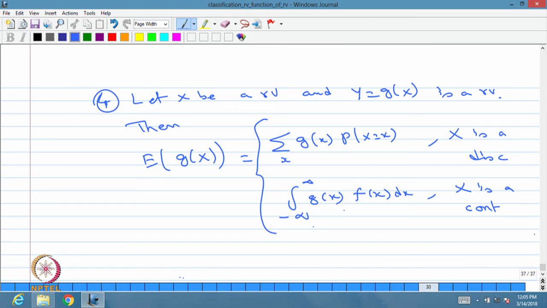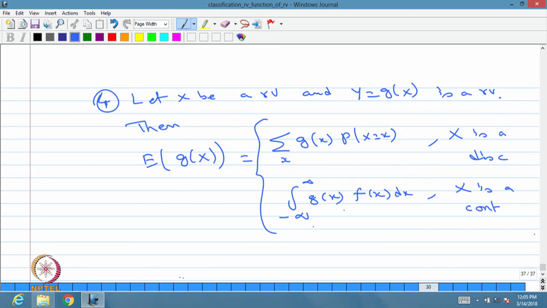Not only this definition, similarly later we are going to introduce random vectors of size n with n random variables. There also you can go for the expectation of functions of random variables in a similar way. Therefore, this is a very important result.